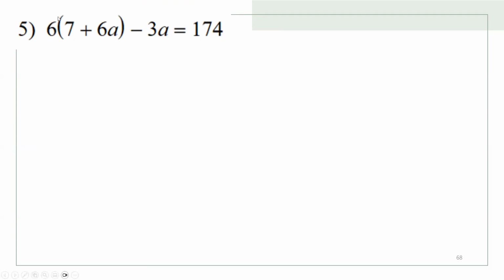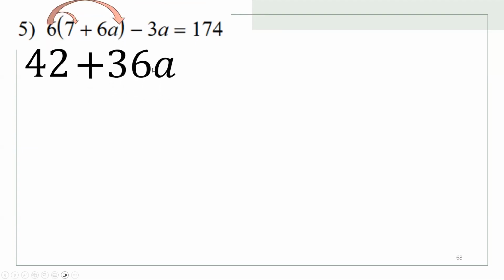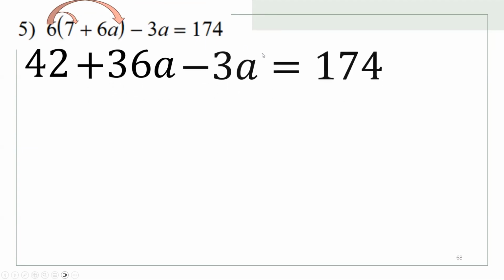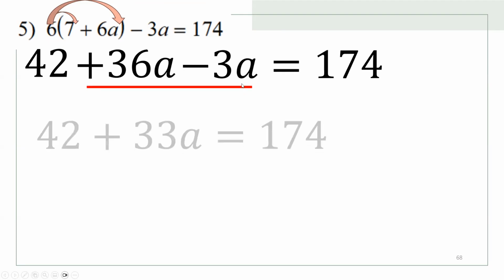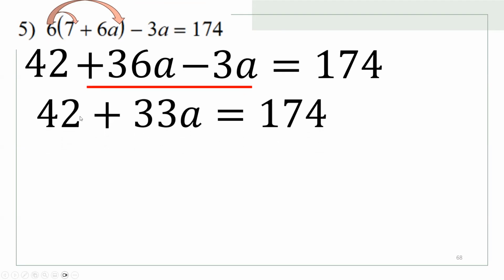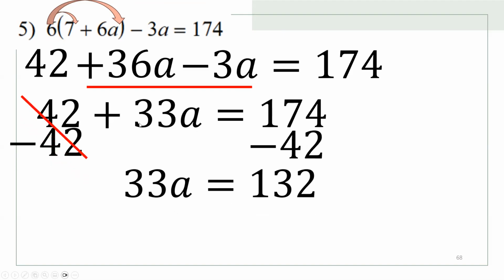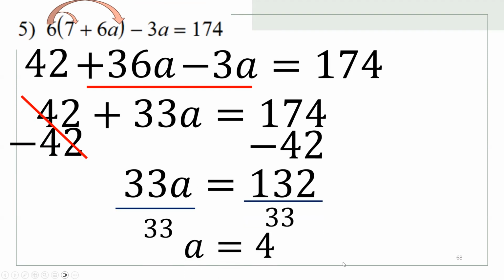All right, 6 times 7. We distribute 6 times 7, you get 42. 6 times 6, you get 36, so that's 36A. We drop down the negative 30A and then the 174. What can I combine? We've got 36A minus 3A. What is 36A minus 3A? That's 33A. Then we're going to subtract 42 from both sides. And then how do you get rid of multiplication? We're going to use division. Dividing both sides by 33, you end up with A equals 4.